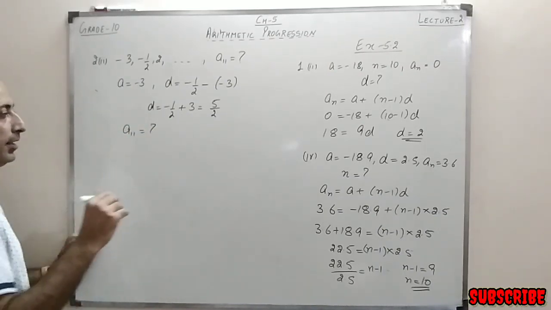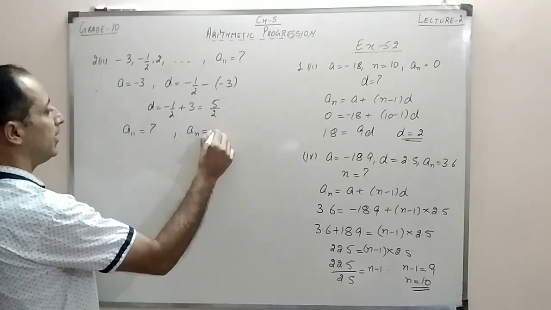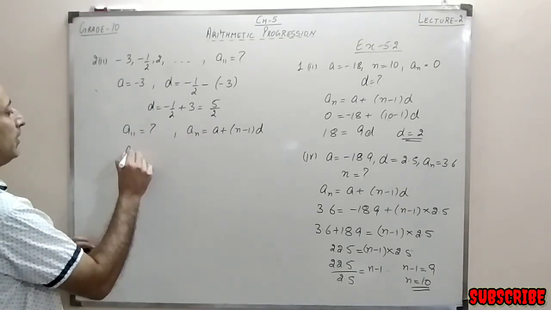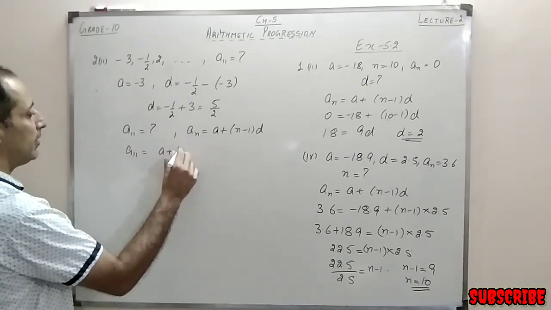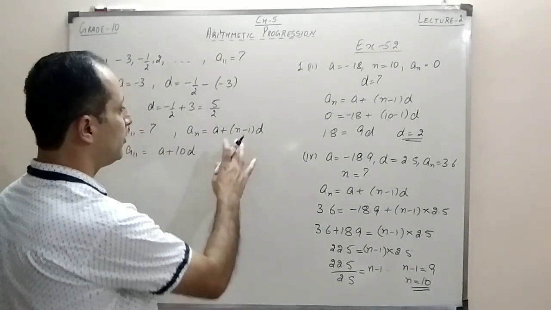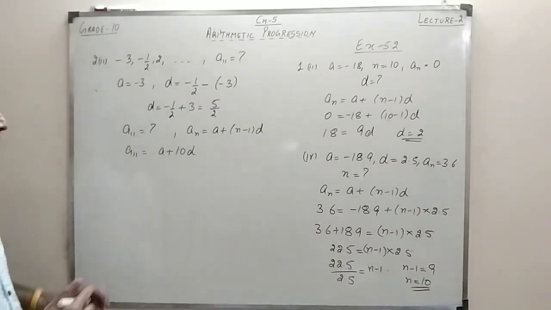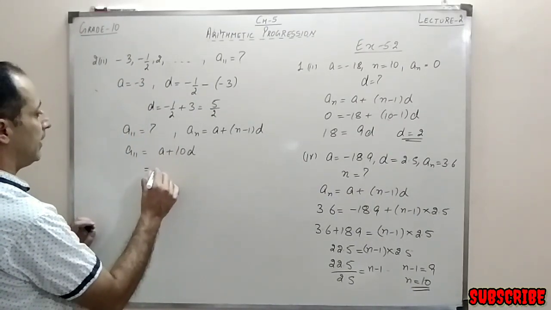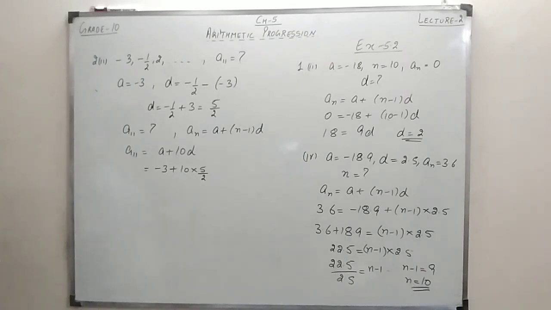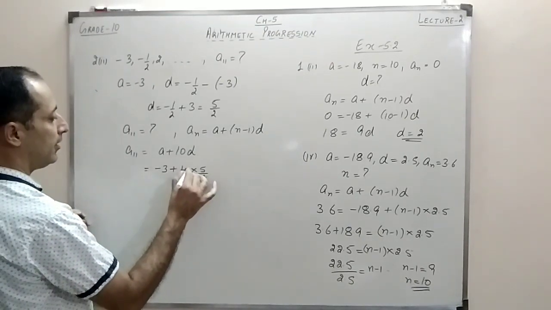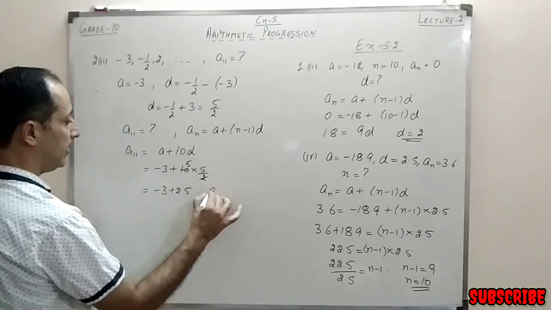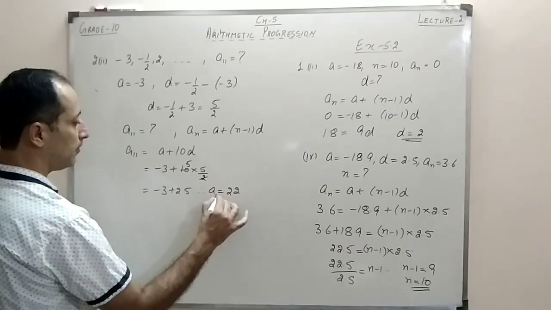One more thing I will tell you. This is the relation I have, a plus (n minus 1) into d. So A11 can be written this way also, that is a plus 10d. We can write it directly because we know the value of n; just substitute the value of n here and it becomes 10d. So let's substitute the value. a is given as minus 3 plus 10 into 5 by 2. I cancel it out. So this is minus 3 plus 25, and I get A11 equals 22.